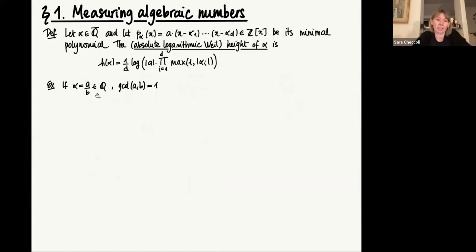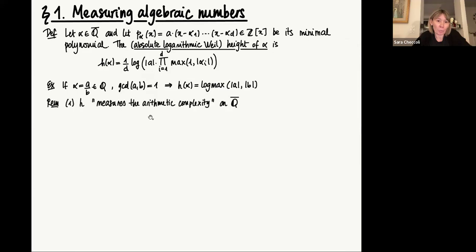Okay, so let me give an example that we also saw in Xiang's talk. What if we take the simplest algebraic number, a rational number, a over b, a reduced fraction? Then the height of alpha will be the log of the max between the absolute value of the numerator and the absolute value of the denominator. With this simple example, one can explain a bit, at least, this slogan that h is a measure of the arithmetic complexity on Q bar.